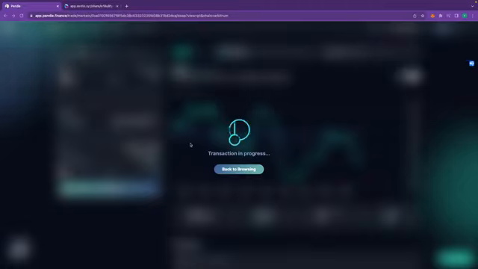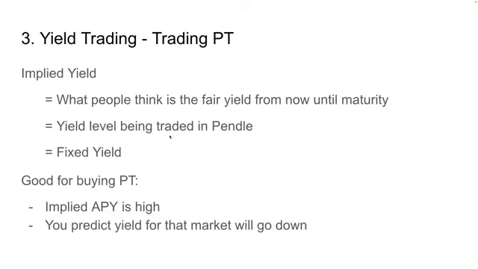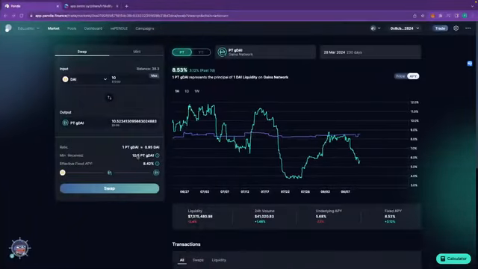Okay, now let's talk about the game plan, right? The game plan for trading PT should be, there's always a baseline scenario. What is the baseline scenario? The baseline scenario is to buy PT and hold all the way until maturity. And by doing that, I will be realizing the fixed APY. For my case just now, I just managed to buy 10.5 PT GDAI, right? My baseline plan is I'm just going to hold this PT until March 2024, and I call it the fixed yield.